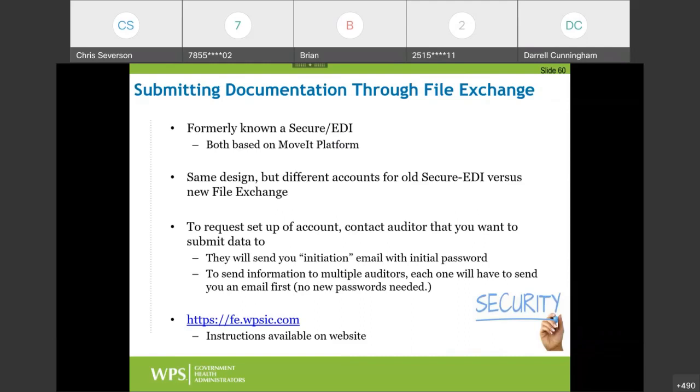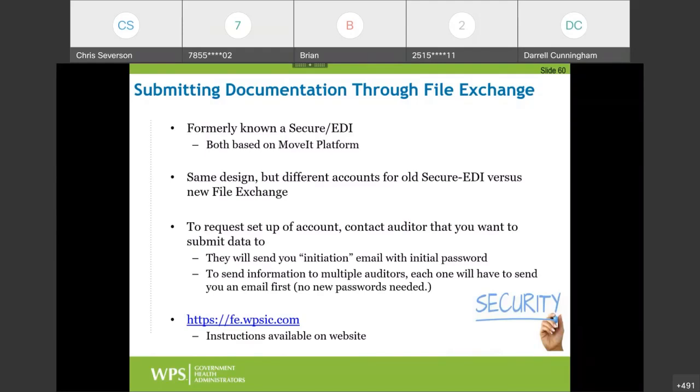Back to file exchange here. This was previously known as Secure EDI. You'll still hear some people refer to it as Secure EDI. It's based on what's called Move It. That's the vendor, the platform it's based on. The file exchange has the same design as the old Secure EDI. The only difference is now you have a new account for it.